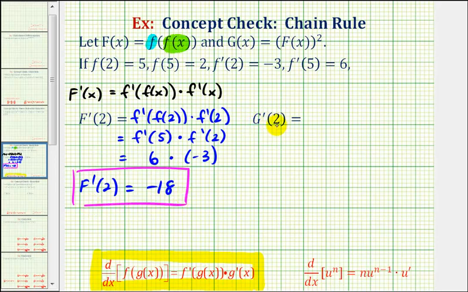Now to find big G prime of 2, we'll first determine big G prime of x. Notice for this composite function, the inner function is big F of x, and the outer function is the squaring function. So if we use a general power rule given here, where the chain rule is built in, the inner function is u, so in this case, u is going to be equal to big F of x. So we'll have 2 times big F of x raised to the first power times the derivative of the inner function, which would be big F prime of x.